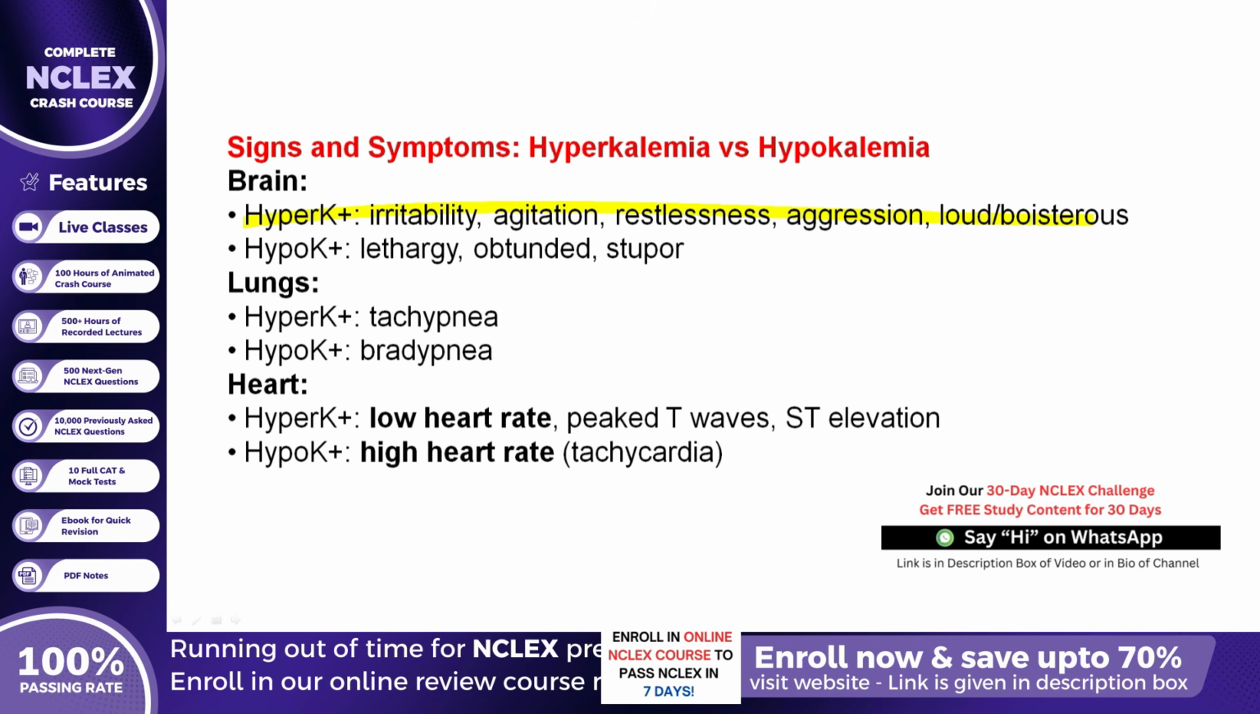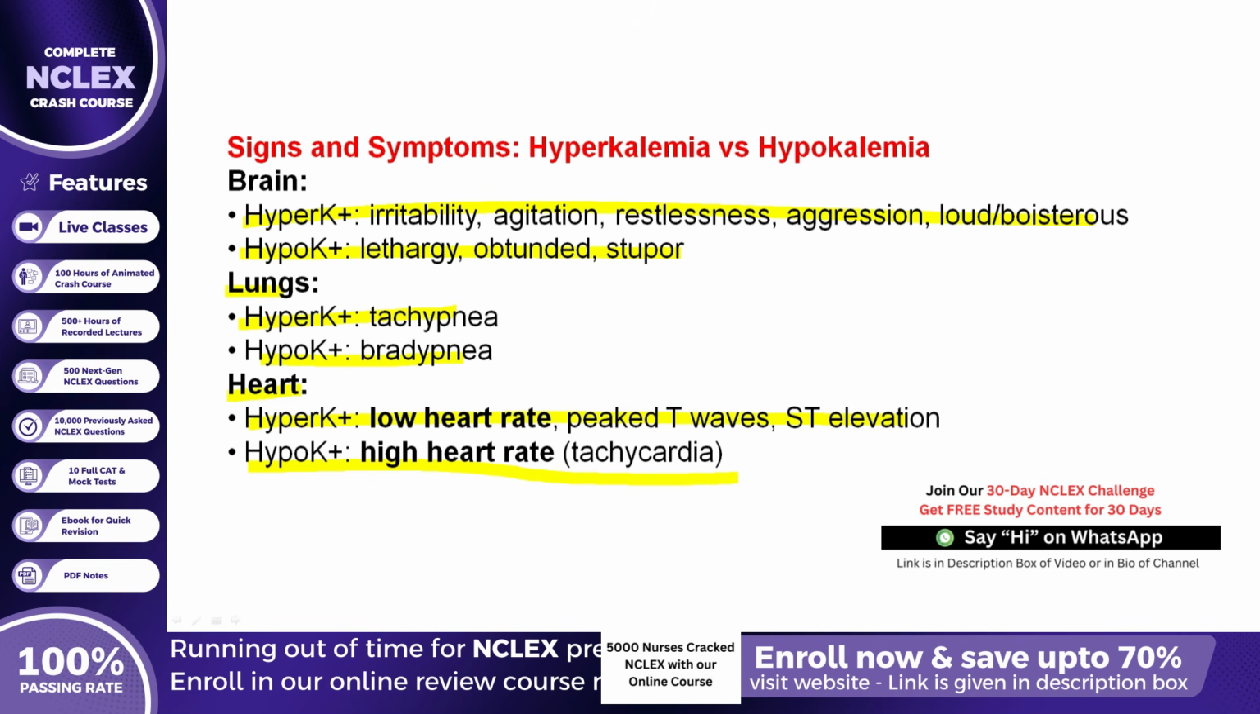In contrast, hypokalemia presents with lethargy, being obtunded, and progressing towards stupor. When we shift to the lungs, hyperkalemia leads to tachypnea, whereas hypokalemia causes bradypnea. Now, looking at the heart, hyperkalemia causes a low heart rate, peaked T waves, and ST elevation, while hypokalemia causes a high heart rate, meaning tachycardia.